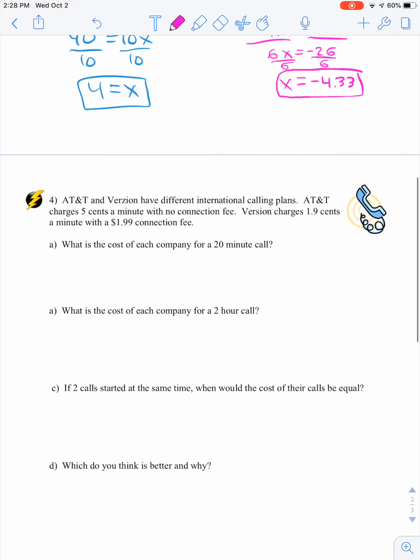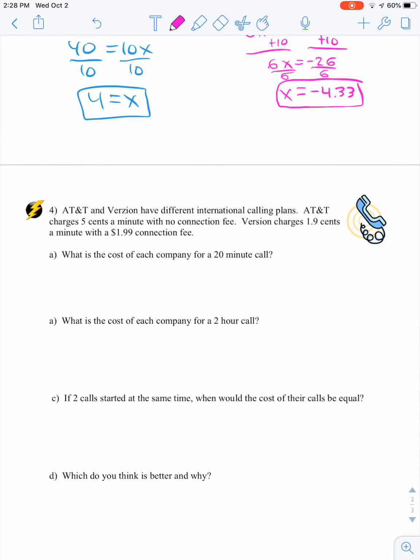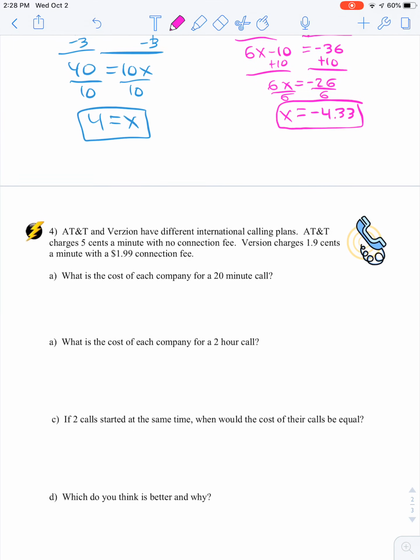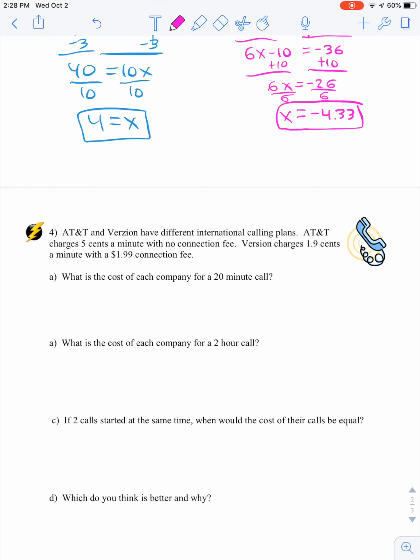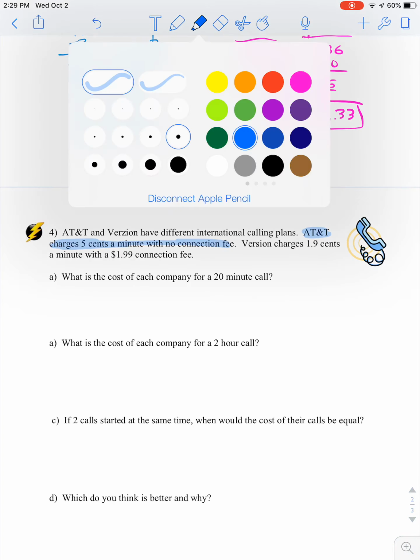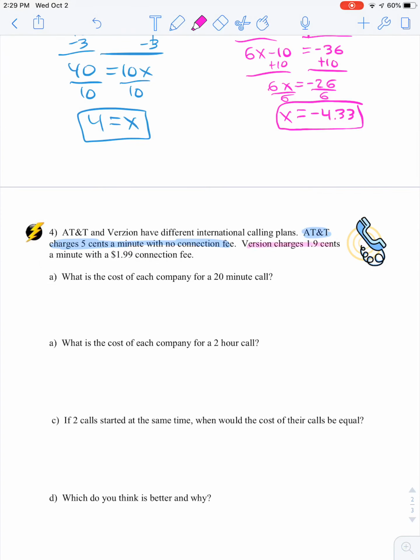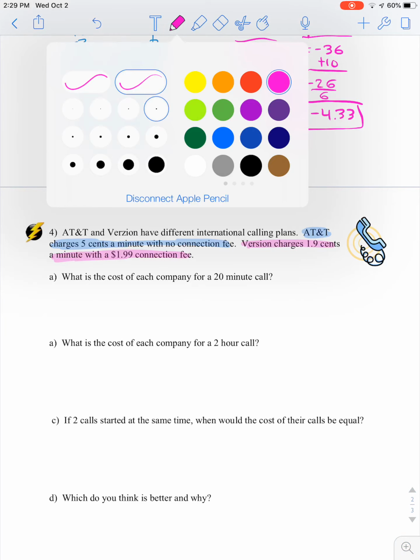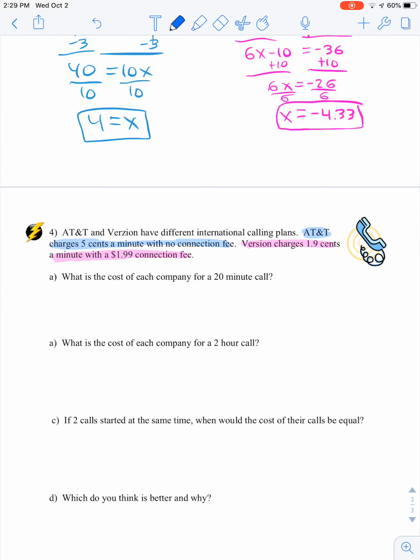Now moving on to the word problem here at the bottom. We're going to set up a couple of equations here, one for Verizon and one for AT&T. We're told that they have international calling plans. AT&T's plan charges 5 cents a minute with no connection fee. Verizon's plan charges 1.9 cents a minute with a $1.99 connection fee. With that information, we're asked, what is the cost of each company for a 20-minute call?